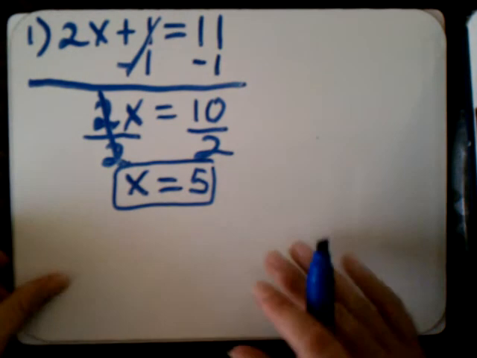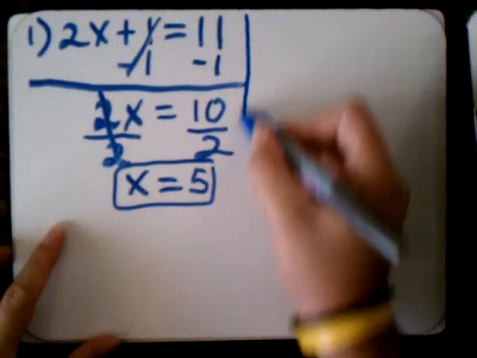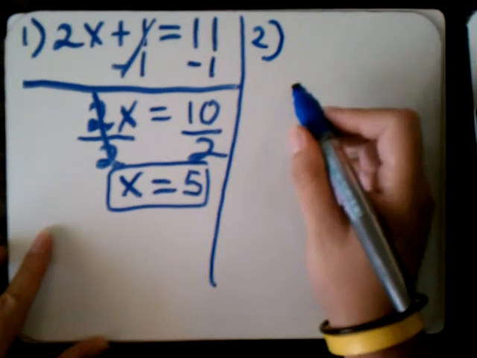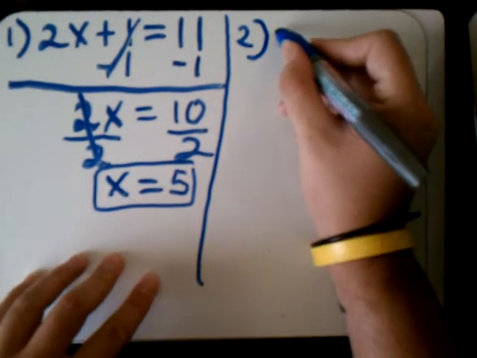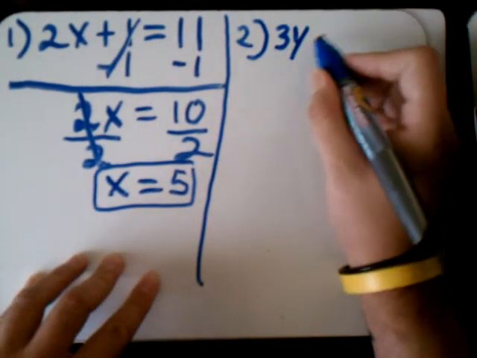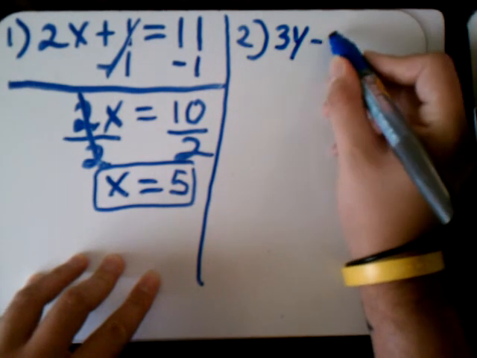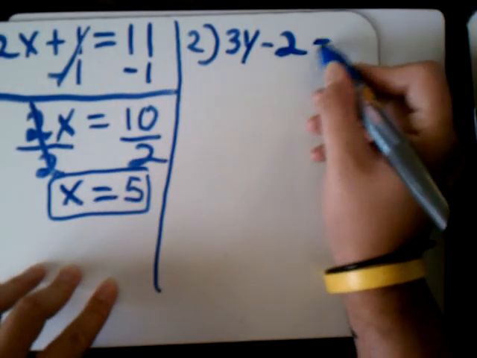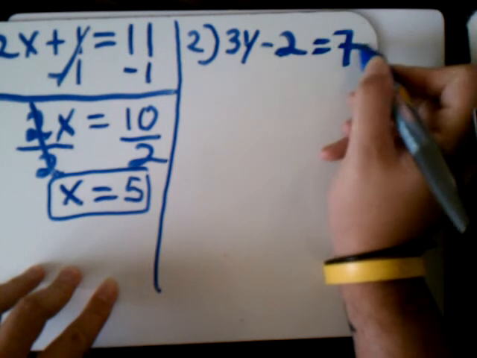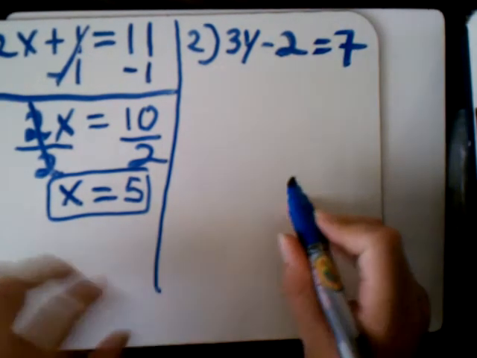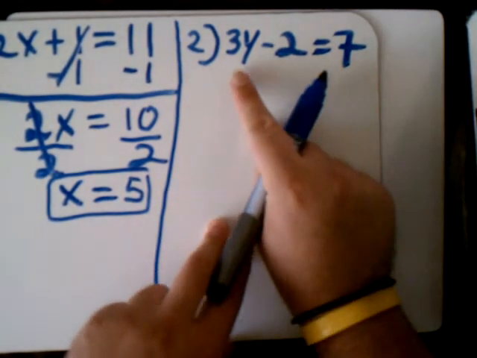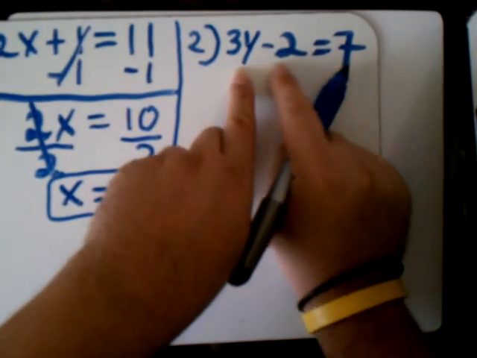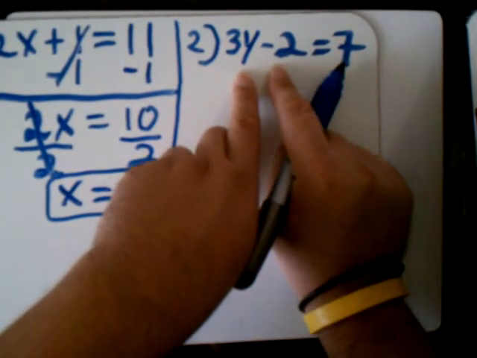Okay? So let me leave it there and let me do one more example on this side. This would be example 2. I have 3y minus 2 equals 7. Okay? Again, exactly the same thing. I have a multiplication and a subtraction. I need to leave the letter by itself.